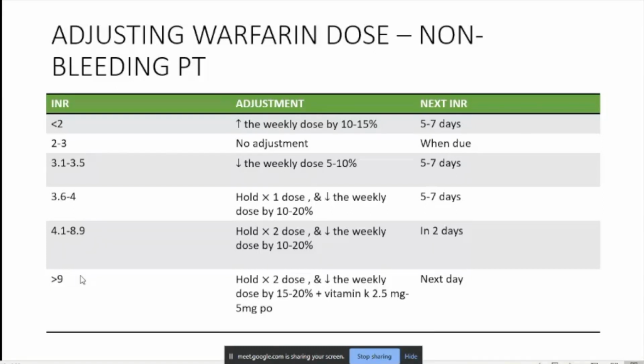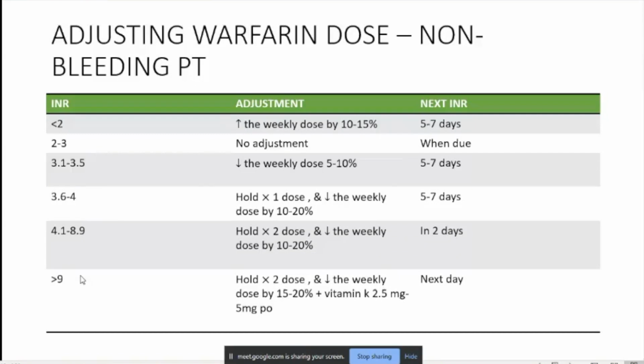Only we have to remember how many doses we have to hold and when we have to add the vitamin K. The percentage doesn't really matter. So again, how many doses we have to hold, how much do we have to decrease or increase the weekly dose, and when we have to add the vitamin K. Okay, so it's really easy. So this is all about adjusting the warfarin dose in non-bleeding patients with target of 2 to 3.